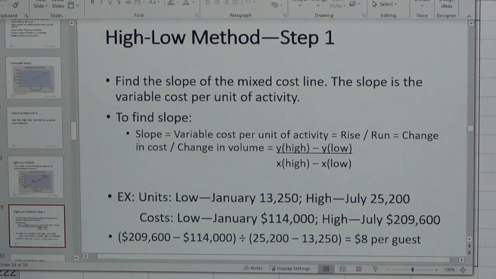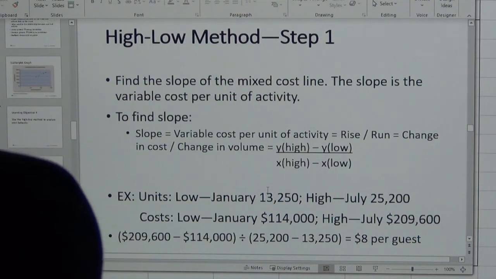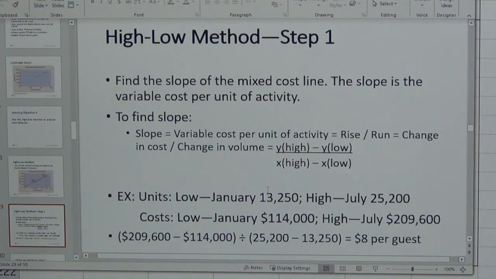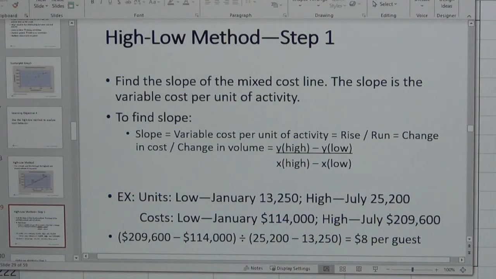That's the x-axis and the y-axis. So as an example, they flipped these on us, but the units are going to be the denominator. Our low for the whole year was in January, and that was for 13,250 units. Our high for the whole year was 25,200, so we've got it plotted now. These are the units, so that's the volume, the x-axis. The y-axis is the costs. The costs are low. The low was in January also, it was 114,000, and the high was 209,600.